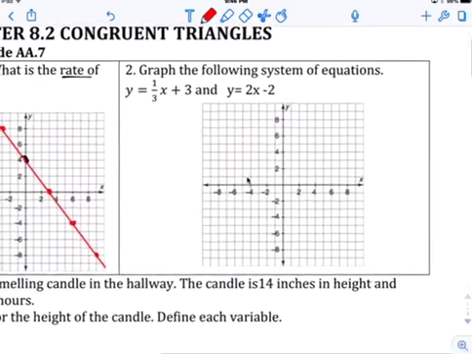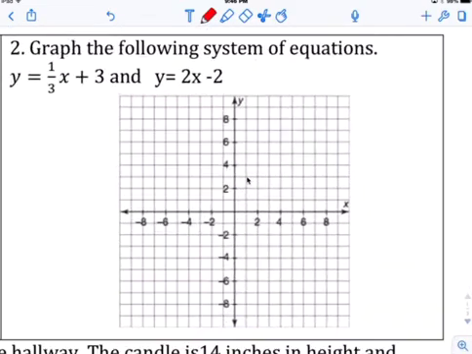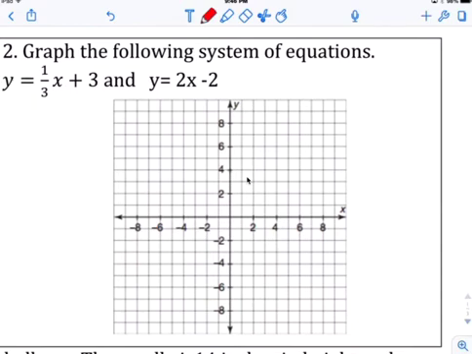Graph the following system of equations. Okay, graph. Start with the y-intercept, which is 3. And here you go up 1, right 3. That's your rate of change. Up 1, right 3. Go the other way. Graph it.